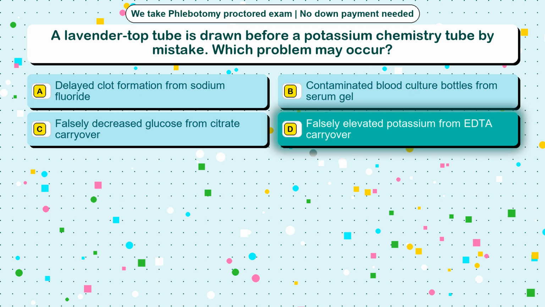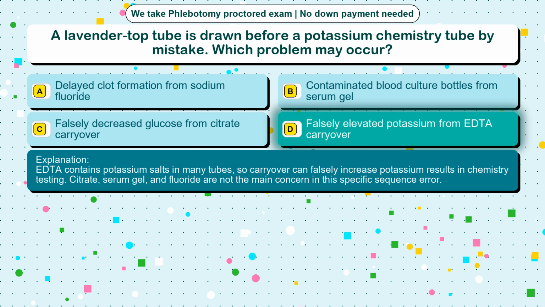The correct answer is option D. Falsely elevated potassium from EDTA carryover. EDTA contains potassium salts in many tubes, so carryover can falsely increase potassium results in chemistry testing. Citrate, serum gel, and fluoride are not the main concern in this specific sequence error.